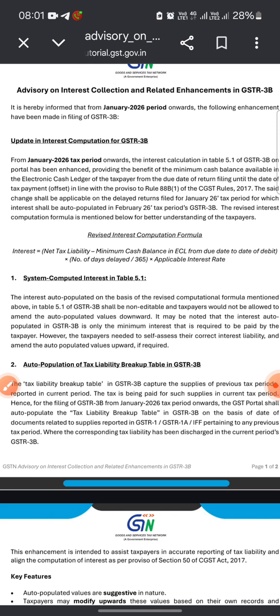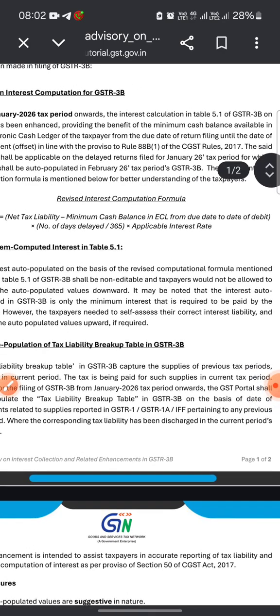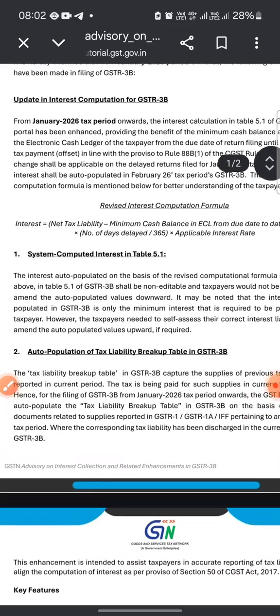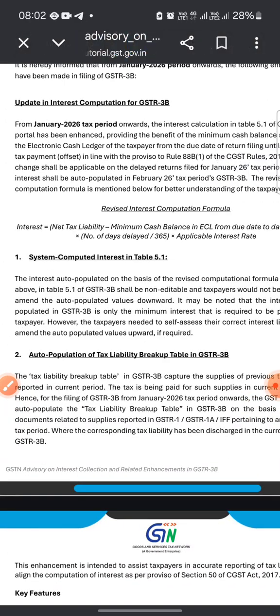If you are continuing with this advisory, you can check how to calculate the interest on the late filing of GSTR 3B. How would we arrive at the net interest? Net interest is equal to net tax liability minus minimum cash balance in the electronic cash ledger from the due date of debit, into number of days delayed divided by 365, into applicable interest rate. This is the formula you can use for calculating your interest for a particular period.